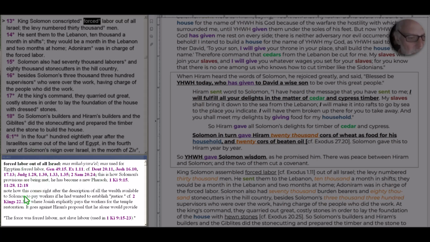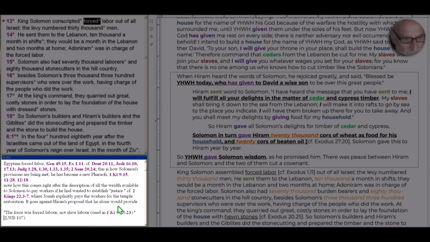See, my note below has: note how this comes right after the description of all the wealth available to Solomon to pay workers if he'd wanted to establish justice. As we saw here, he agreed to pay Hiram whatever it was that he asked for. Right here, I'll give you whatever wages you set for your slaves. And here he's doing it for, we don't know what he's paying them. These are not chattel slaves like American black slavery. These are forced labor. So presumably they're being paid something. And that's what my further note below has. The force was forced labor, not slave labor.